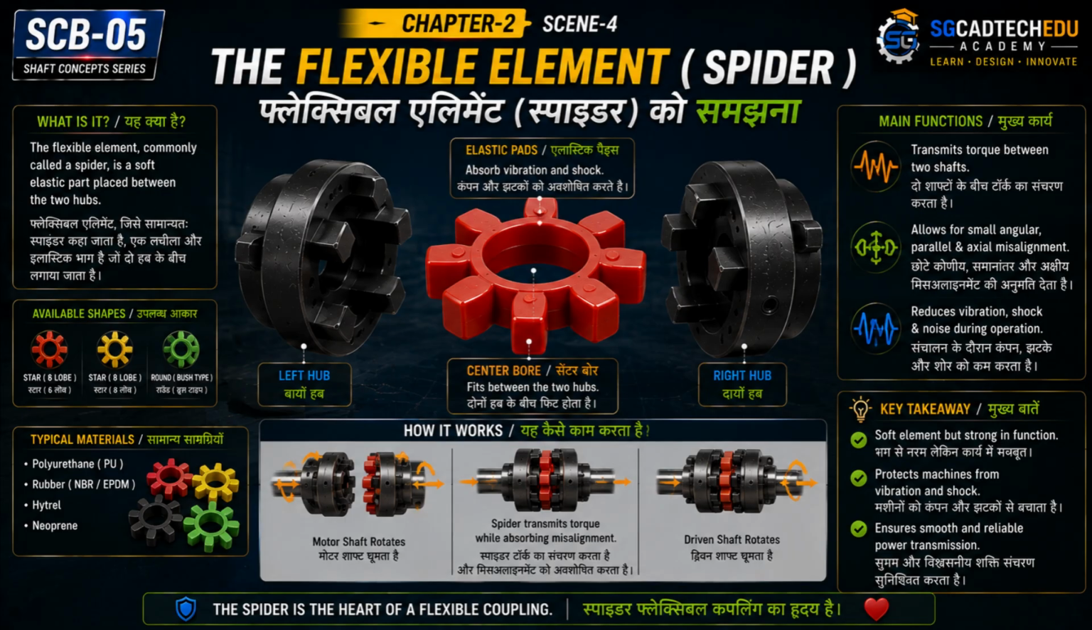This flexibility helps absorb shock loads, reduce vibration, and compensate for minor angular, parallel, or axial misalignment between the shafts. As a result, the coupling protects connected equipment, improves smooth operation, and increases the service life of the entire drive system. Selecting the correct spider material and hardness is essential for achieving reliable performance in different industrial applications.